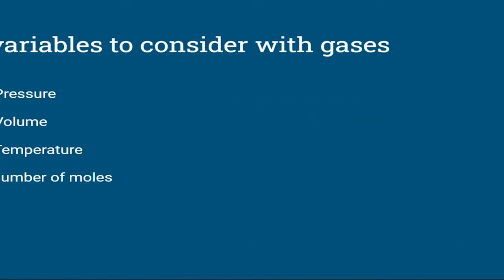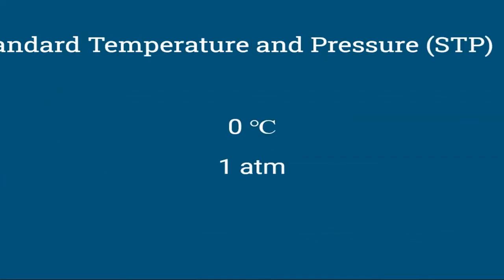So, 4 variables that we consider with gases. We talked a little bit about pressure, we've talked a little bit about volume, the space that they take up, we talked about temperature, and those are all represented by those P, V, and T letters. And then something else that we kind of have to think about, although in this lesson we're going to hold this number constant, is the number of moles. And we represent number of moles in chemistry with a lowercase n. That is the traditional variable that represents number of moles.